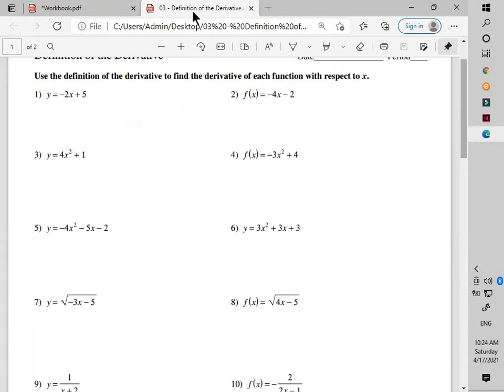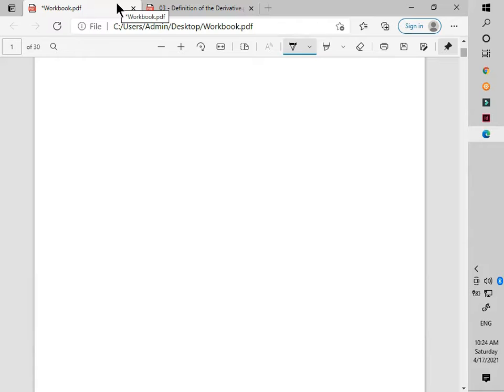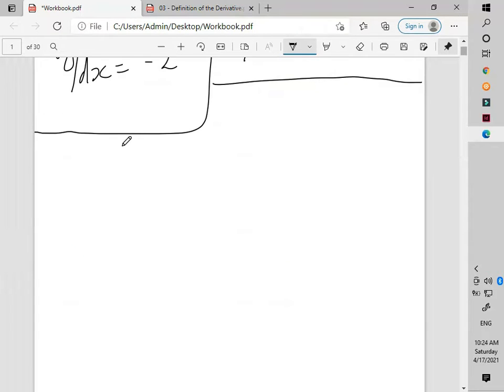Number 3 now. 4x squared plus 1. As I said, these are relatively easy because they just want you to just use your skills at this point in order to solve these questions. Y is equal to 4x squared plus 1. So dy upon dx is equal to 8x.